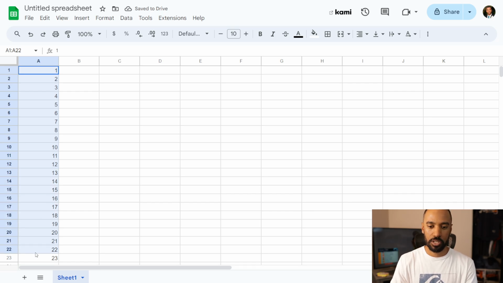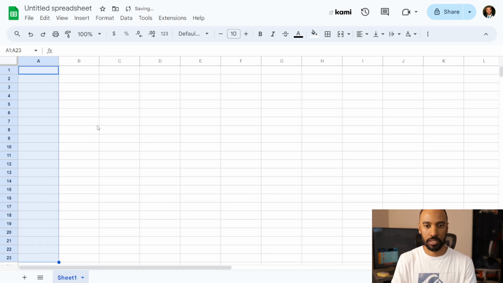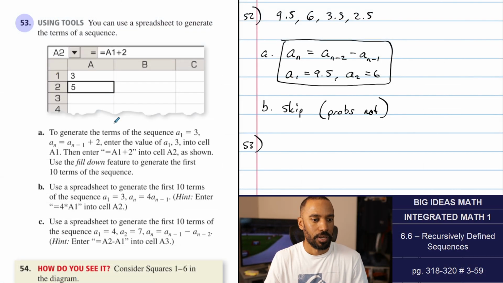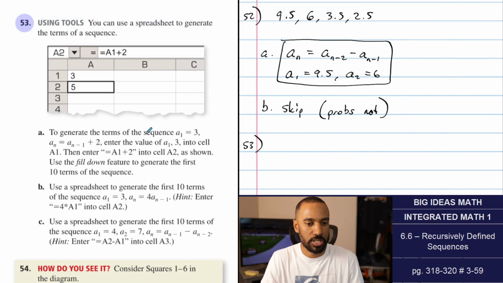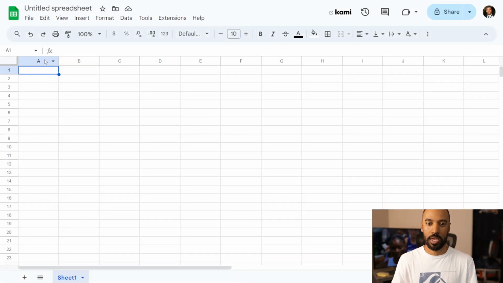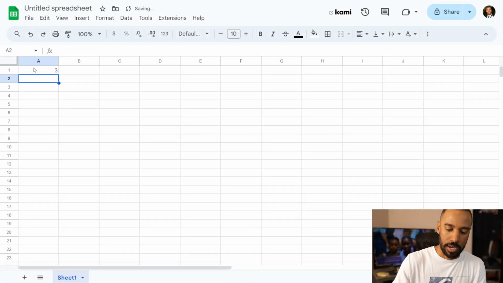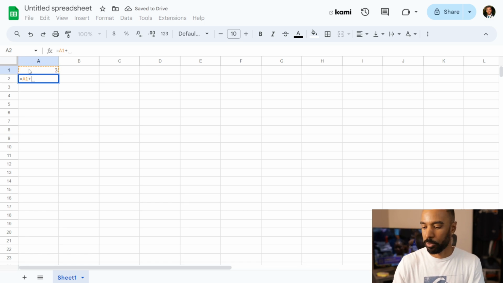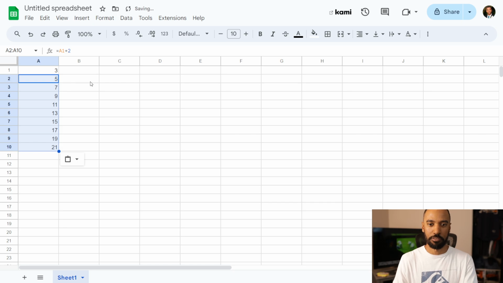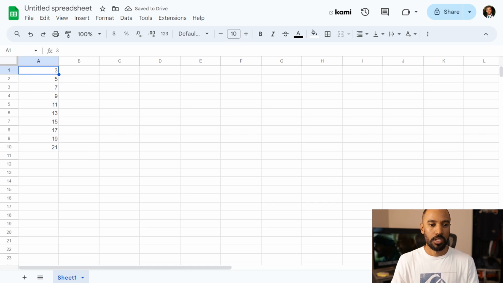Now, what do they want us to do? Let me actually take a look. So we are going to generate the terms of the sequence here, you have to add 2. You do that. Okay, so use the fill down or copy and paste to do the first 10 terms. So I'm going to do that. I'm going to start with 3. Now I can take the previous term plus 2, and it's going to keep doing that each time. So I can copy paste or fill down for the first 10 terms like so. So we have that.